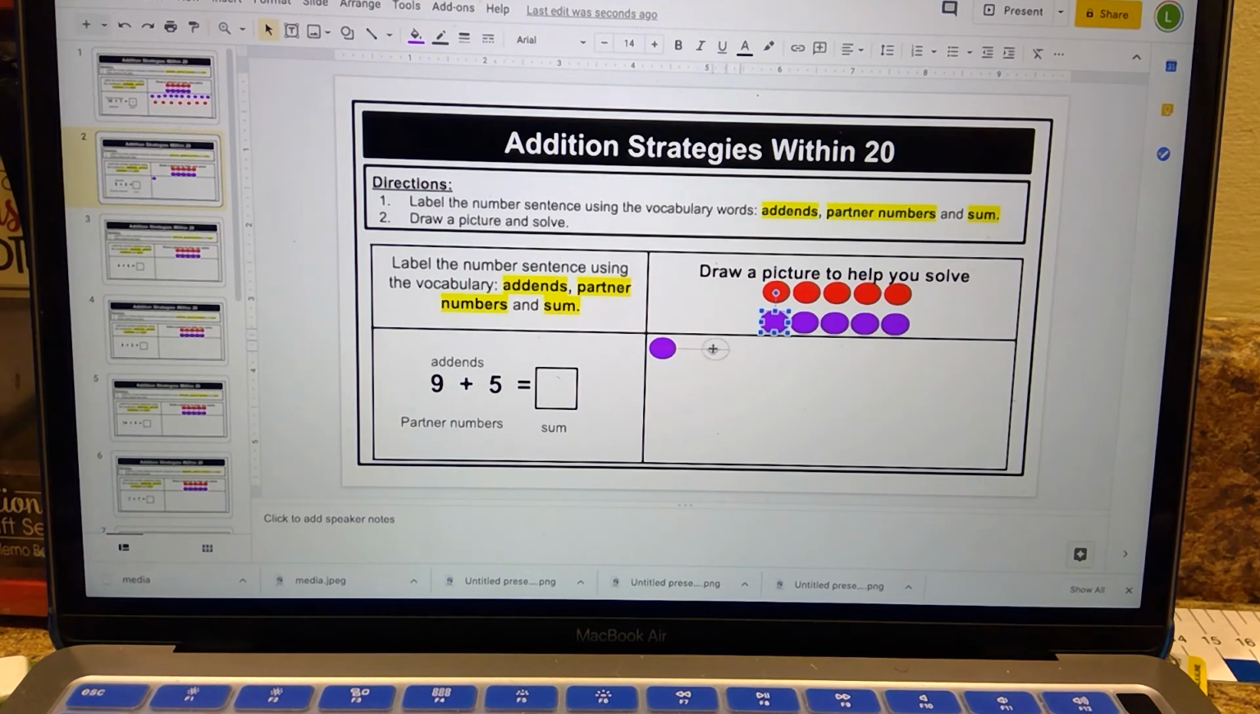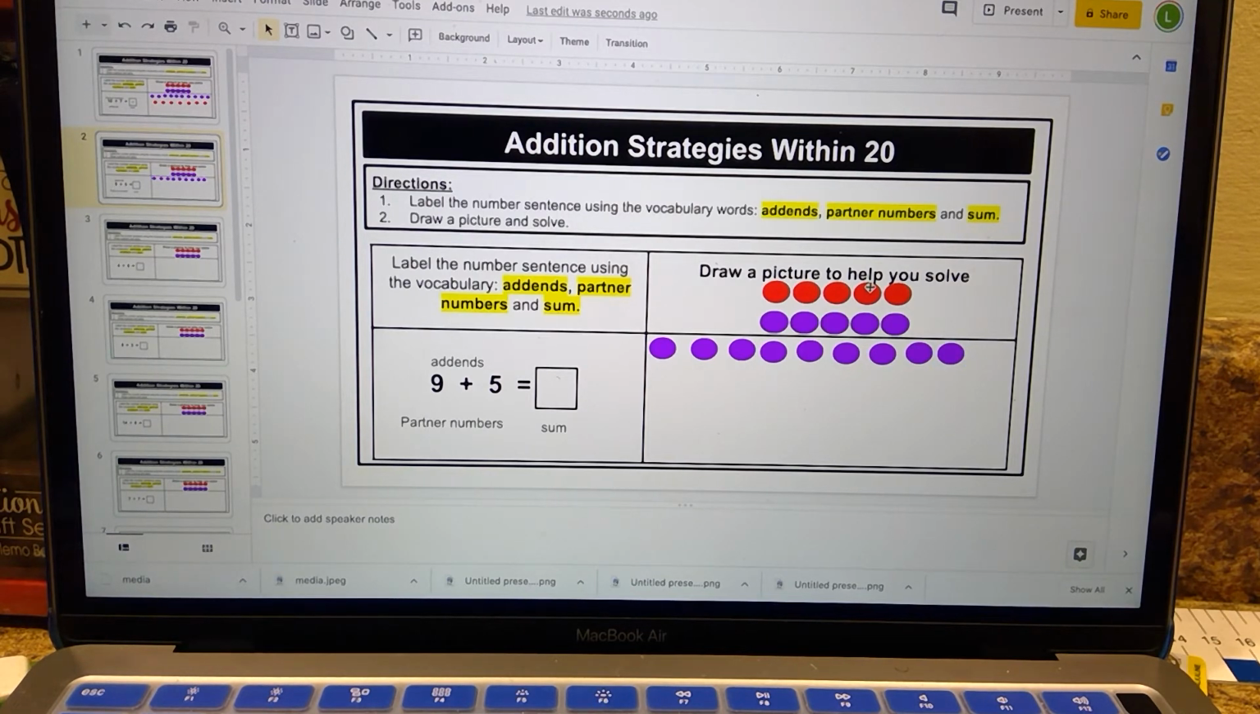1, 2, 3, 4, 5, 6, 7, 8, and 9. And I'm going to go back and double check and make sure I have 9. 1, 2, 3, 4, 5, 6, 7, 8, 9. Good job. I have 9 counters.